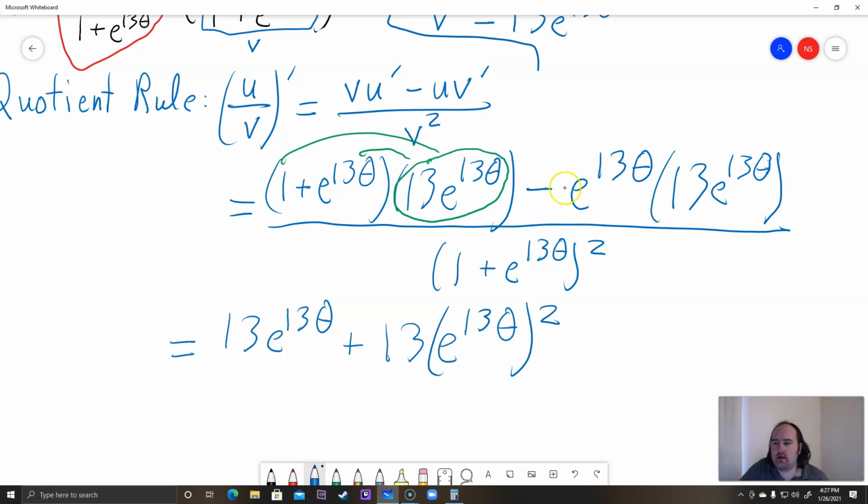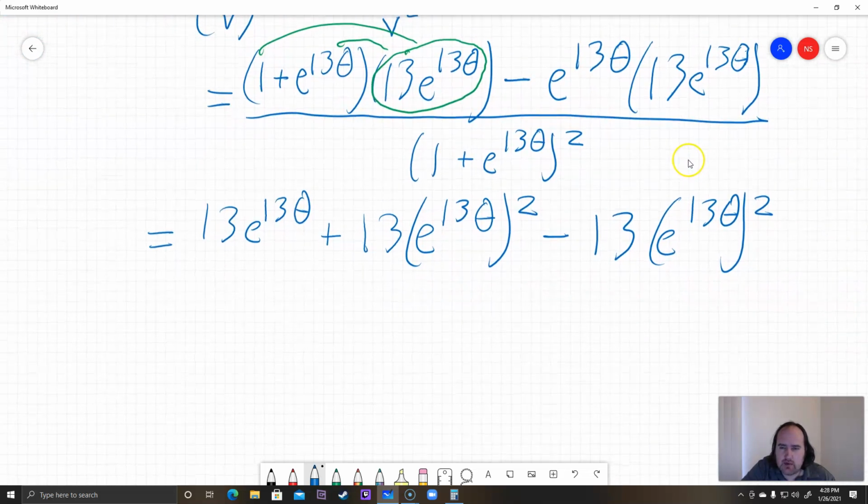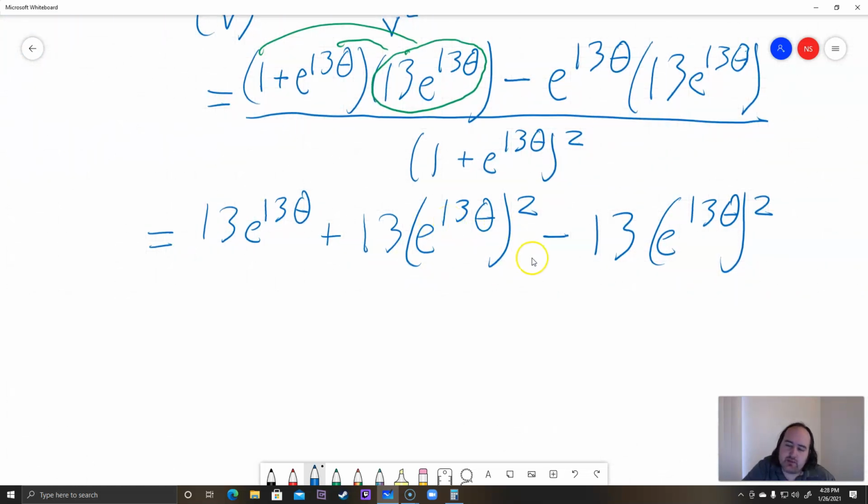Okay, and then over here we have minus e to the 13 theta times 13 e to the 13 theta. So that's going to be minus 13 e to the 13 theta, where the e to the 13 theta squared, because there's two of them. Now once again, you can also add those exponents, so you would get e to the 26 theta. That would be fine as well. But remember, if you square an exponential, you're multiplying times 2, and 2 times 13 is also 26 theta, so that works as well.